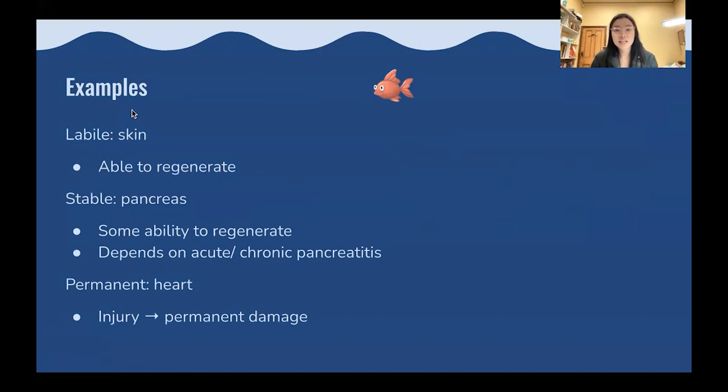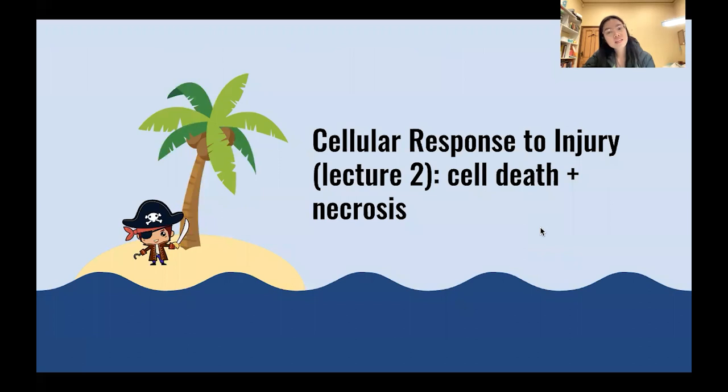So some examples of labile, stable, and permanent. For labile, it's skin. If you have dead skin cells, then it regenerates, and we don't normally have problems with that unless you have huge severe degree burns, and that's something you talk about later. Stable is pancreas, so you have some ability to regenerate, but it's more likely to regenerate if you have acute pancreatitis compared to chronic pancreatitis. And cells in the heart, for example, if you have injury, then it's permanent damage and it's neither labile or stable. So that was lecture one.